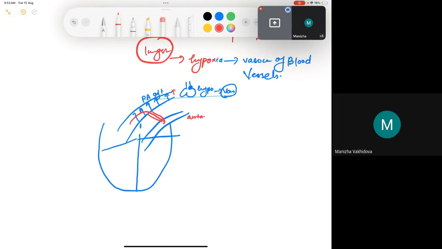Am I right? Baby is going to get hypoxia, especially in his lower extremities. Why? Because this ductus arteriosus joins the descending aorta, and the descending aorta basically feeds blood to your lower extremities. Is it clear?